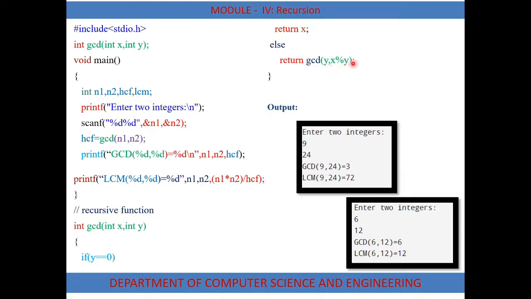Now the same thing is passed to this function. The first value is considered as x, the second value as y. So x equal to 12, y equal to 6. Again check the condition. Y is 6. Is 6 equal to 0? No. So execute the statement, that is GCD of y comma x mod y, that is 6 comma 12 mod 6. 12 mod 6 is 0 because 6 2s are 12. So 12 is completely divisible by 6, the remainder is 0. So GCD of 6 comma 0.